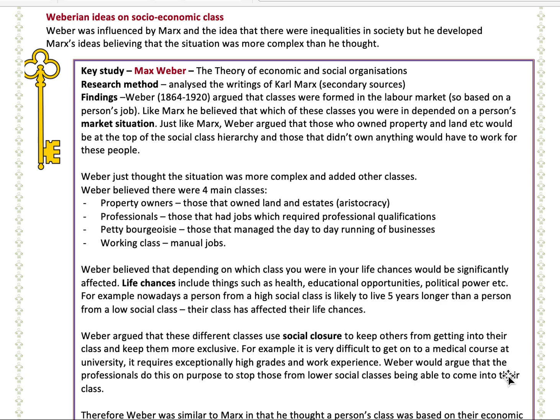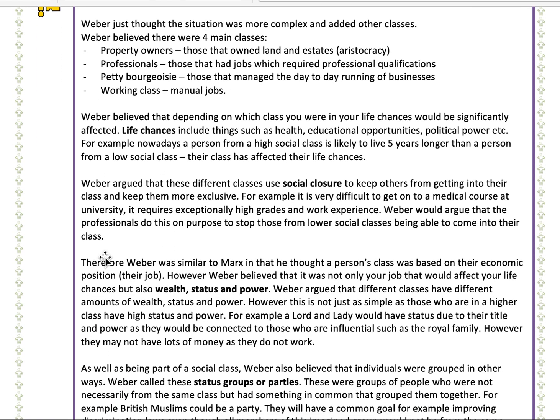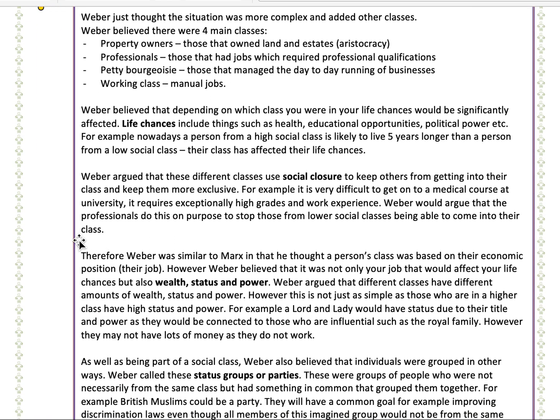He believed that there were 4 social class groups: property owners, professionals, petty bourgeoisie, and the working class. So he developed those ideas and accounted for the differences within the different social class groups. And he referred to this idea of life chances. Depending on what social class group you were in, there were also implications for how successful you would be in education, your health, that kind of thing.